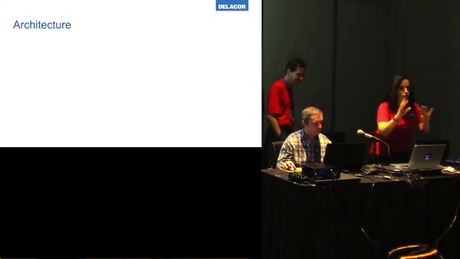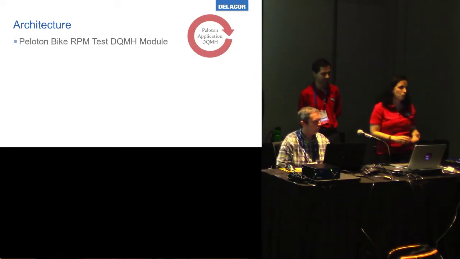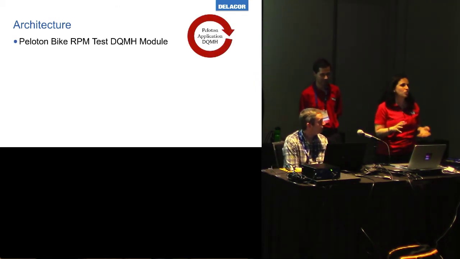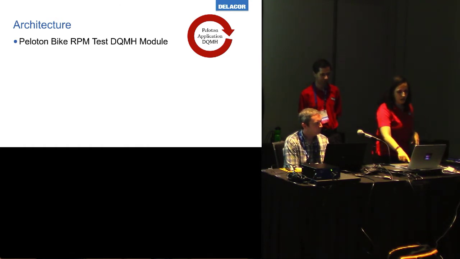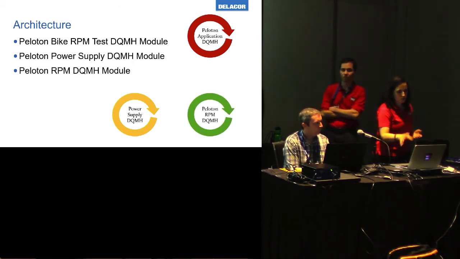Okay, so we are going to do some modeling here so you understand what we are trying to do. And I recommend doing this if you are working with anything that's actor-oriented, whether it's actor framework, DQMH, anything that relies on having processes running in parallel. It's good to draw it first. So we're going to have a Peloton bike RPM test DQMH module. We're calling that the application DQMH. We're going to have a power supply module. And we're going to have a DQMH module for the RPM.